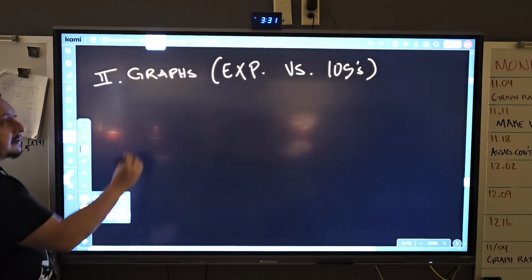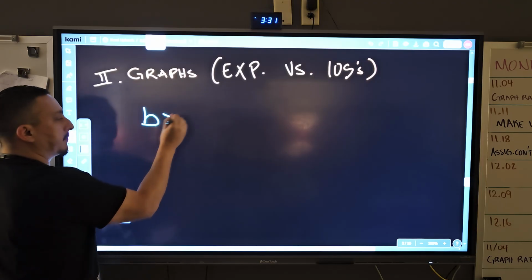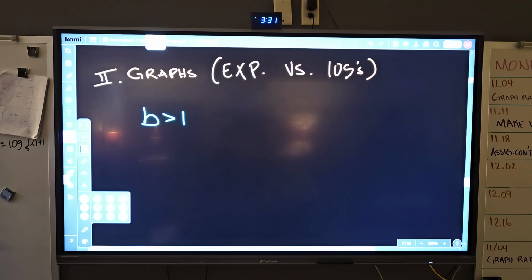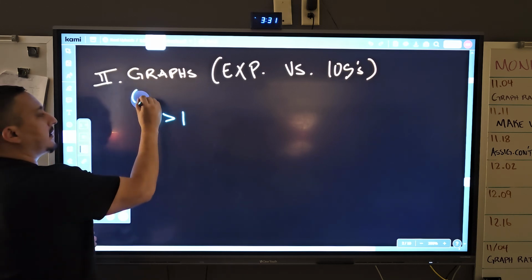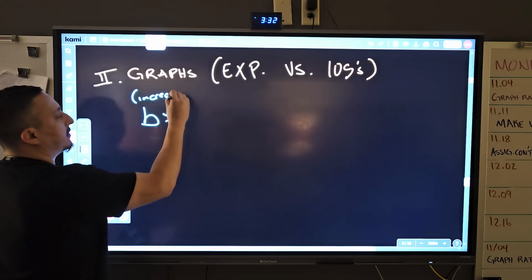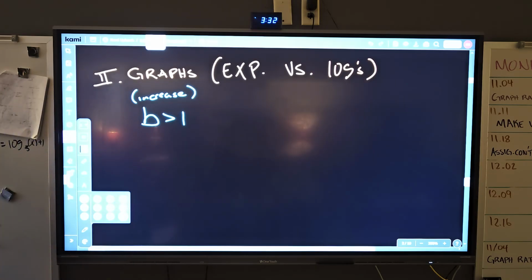Both of them are controlled by the b. b for boss. They control both of them. Okay, b greater than 1. With exponential, we say growth, but with logs, we don't really say growth. We just say increase. So let's use the word increase. So it's going to go up.